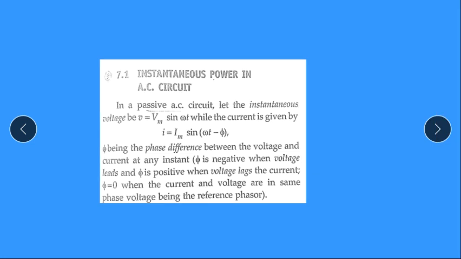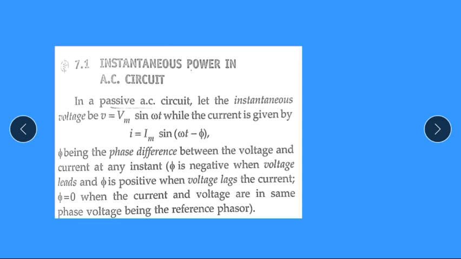and instantaneous voltage in the circuit is V, that is equal to Vm sin omega t, and current I is Im sin omega t minus phi, where phi is the phase difference between voltage and current at any instant.